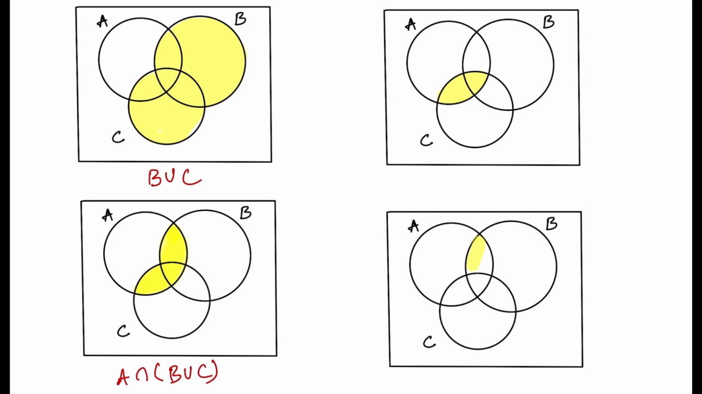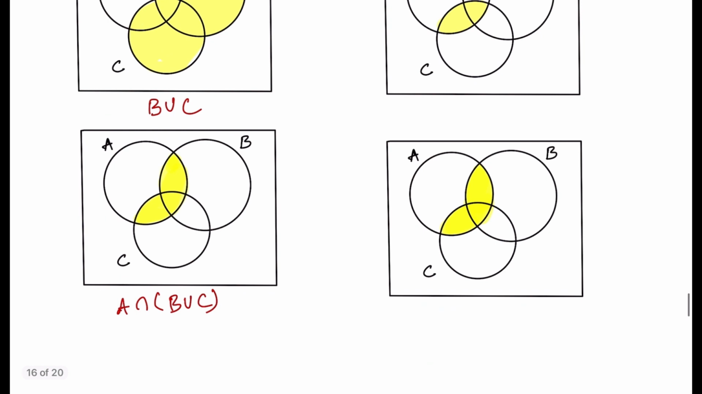So this was the region for A intersection B, and this was the region for A intersection C. So what we did here, we combined both of them. Then we get the region for A intersection B union A intersection C.